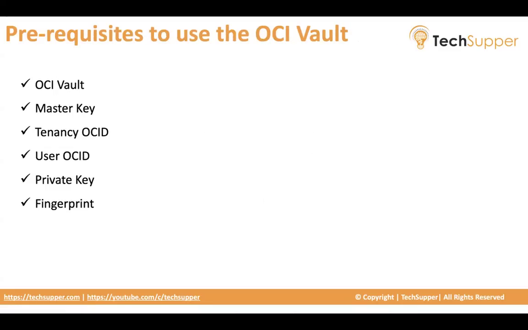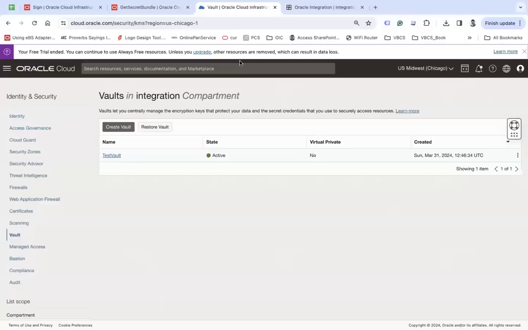One is OCI Vault, of course. You need to create a master key, and then you will use a secret to store your secret. To authenticate and call the OCI secret APIs, you need the tenancy OCID, the user OCID, the private key, and then the fingerprint. So these are the few things that you need to use in the integration. So let's begin and see how we can leverage that OCI Vault secret to store the secrets and then fetch them in the integration.